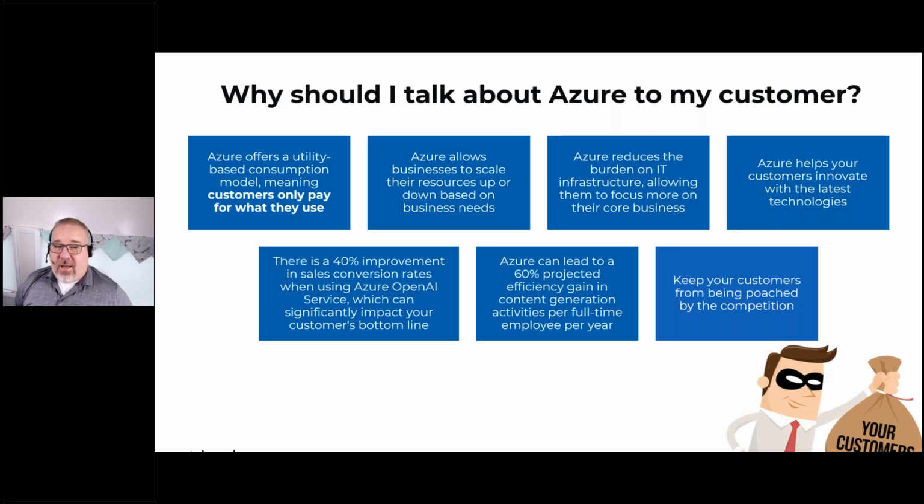So why should I talk about Azure to my customer? Azure is a utility-based consumption model, meaning it's pay-as-you-go. The biggest reason why you should talk to your customers about Azure is so when the time comes and they're considering moving to Azure, you and your organization are the first people on their mind.